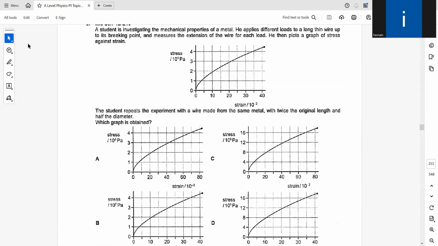Okay, let's try question number 5. So the question 5 here says that a student is investigating the mechanical properties of a metal. Okay, well, I see a stress and strain graph. And then they say the student repeats the experiment with a wire made of the same metal, with twice the original length and half the diameter. So now the important thing is they are basically giving us a graph of stress and strain, right? So the gradient of this is going to give us Young's modulus, right?